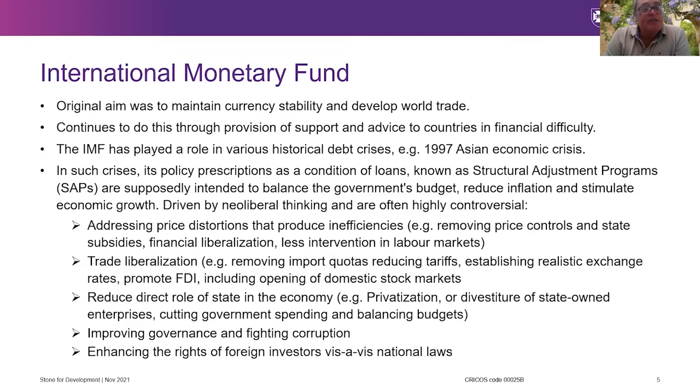What the IMF does, quite controversially, in such cases is to introduce a set of policy prescriptions as a condition of loan. So in other words, if Indonesia was struggling in 1997, the IMF comes in and says, yes, we can bail you out with loans, but you must implement structural adjustment programs. These are policy prescriptions that governments are expected to implement in their countries, supposedly intended to balance government budgets, address the debt situation, reduce inflation, and stimulate economic growth.